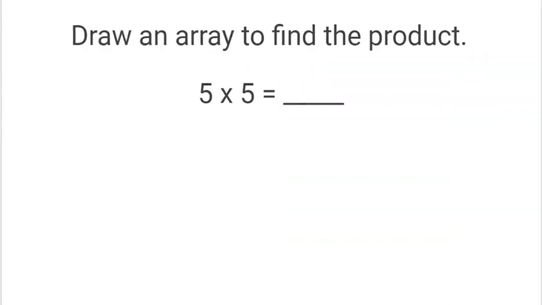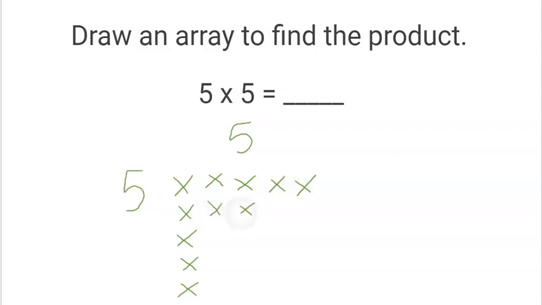Draw an array to find the product. So I have 5 times 5 equals blank. So that means that I'm going to have 5 rows and 5 columns. So let's go ahead and draw our X's. So 1, 2, 3, 4, 5. And then I'm going to have 5 columns. I already have 1, 2, 3, 4, 5. And then we go ahead and just fill it in.